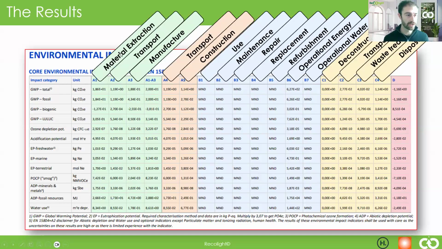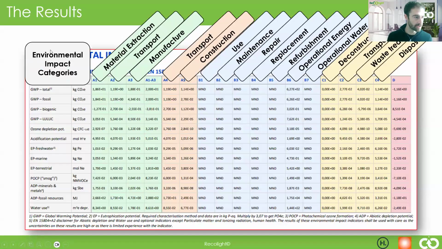You've got A1 material extraction, A2 transport, A3 manufacture, and it goes all the way along. You've got your end of life processes as well and your use phases in the middle. So that's what those codes mean. Then down the left-hand side, we've got environmental impact categories. It's not just about carbon, but it always takes the limelight. You've got global warming potential, your carbon footprint, which is broken down into different sections.